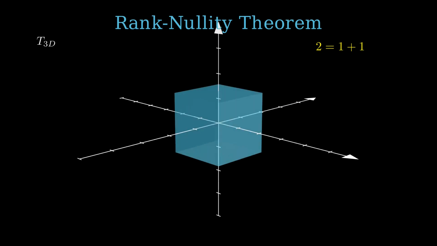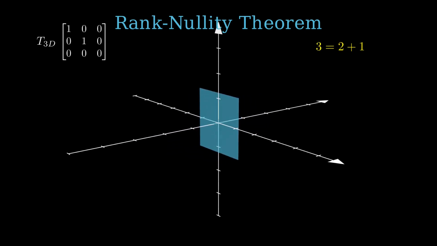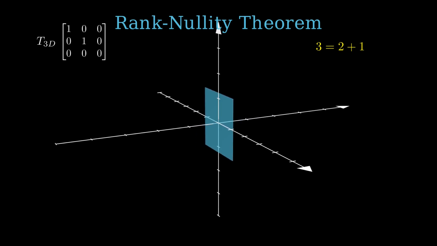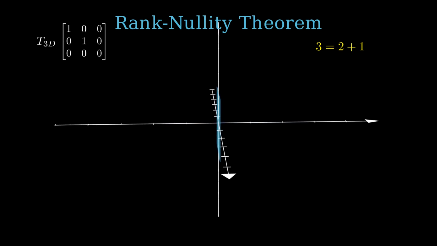Now let's enter 3D space, where our total dimension is 3. We'll use sliders to change the matrix values and see the rank collapse. First, we set the bottom row to 0. Numerically, any vector with only a z component will land at 0. The 3D volume collapses into a 2D plane.